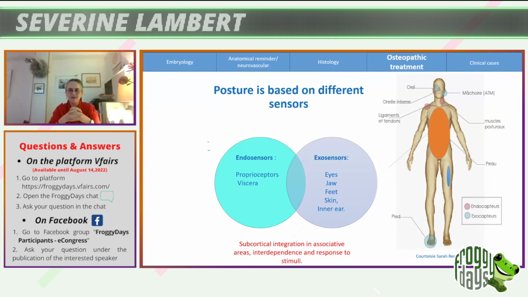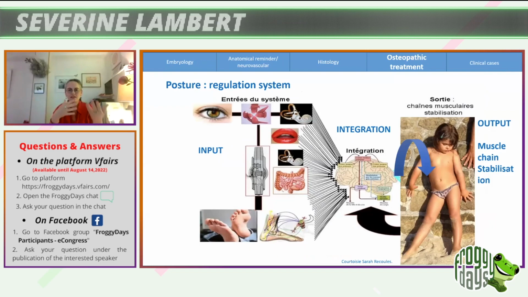And these are all these integration systems that we should work on to give the best stimuli and have an independent response at this level. We need to rehabilitate the spine, and this regulation is done through a system, as we see, an integration. We integrate as far as the muscle, the chain, the stabilization. And so we work on the different muscles to stabilize the child. This is the input at the beginning, and this is the output at the end.